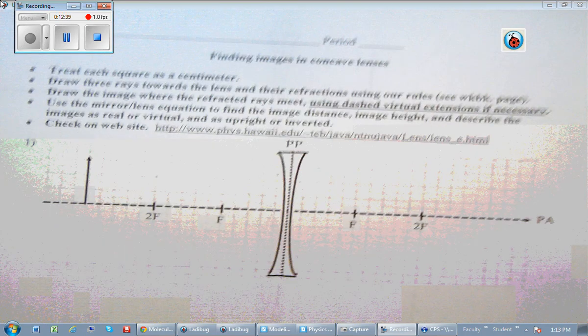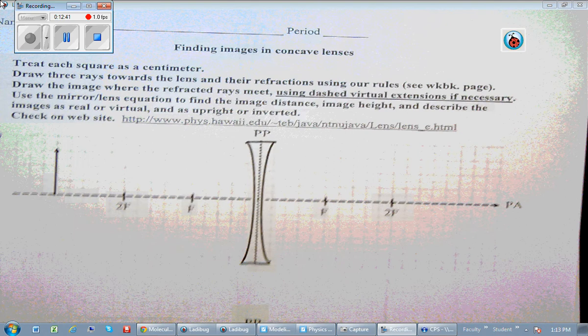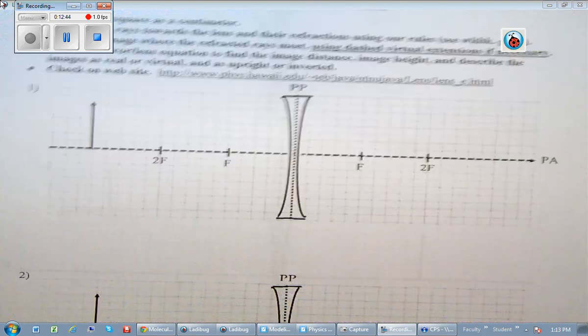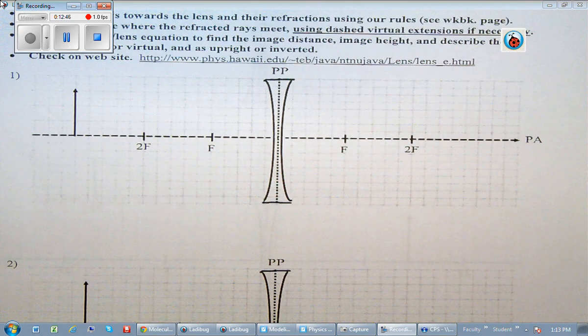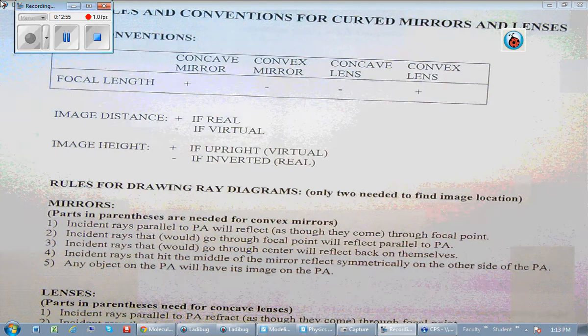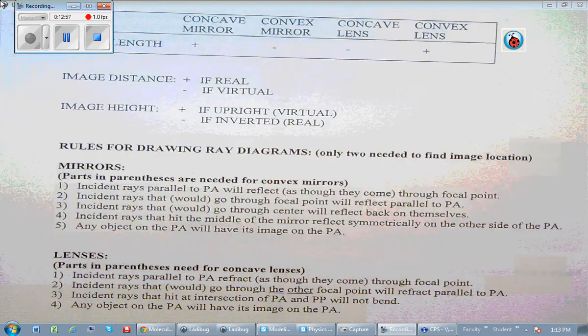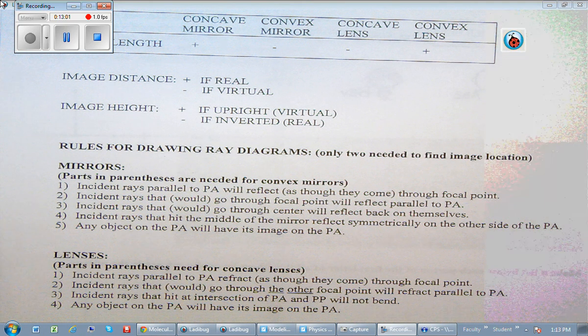On page 36, I'm going to show you how these rays refract a little differently in a diverging lens. The diverging lens has the property that rays that hit it tend to spread out or diverge when they go to the other side. So what I'm going to do, take page 27 here. I'm going to alter the rules that we have here for lenses by adding those words in parentheses. So for example, number 1 says, incident rays parallel to the principal axis refract as though they come through the focal point.